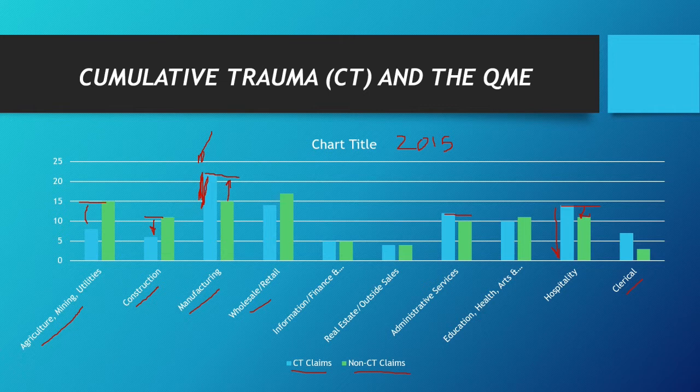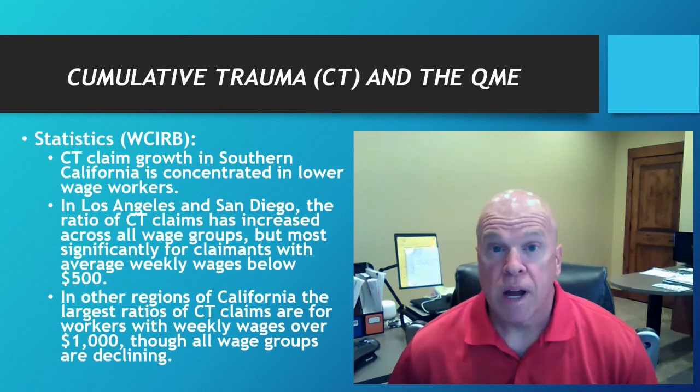The rate of filing of cumulative trauma injury claims is either equal to specific injury claims or slightly behind the filing of specific injury claims. But in manufacturing and hospitality, both industries show a recent increase in the filing of cumulative trauma injury claims. And we know that these particular industries have lower wage workers. Okay, so let's summarize some of this data.